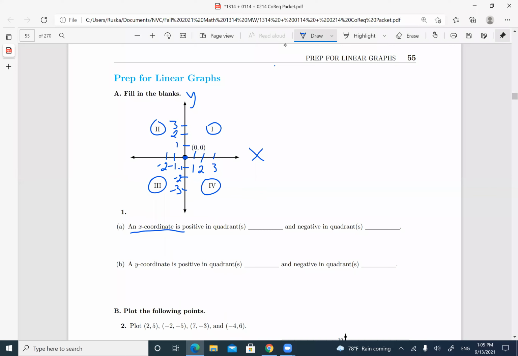So now looking at the quadrants, which quadrants have positive x? So here and here. So that's first and fourth quadrant. And negative are going to be in the other two, second and third quadrant. So this is how you fill this up. Okay, any questions about that?